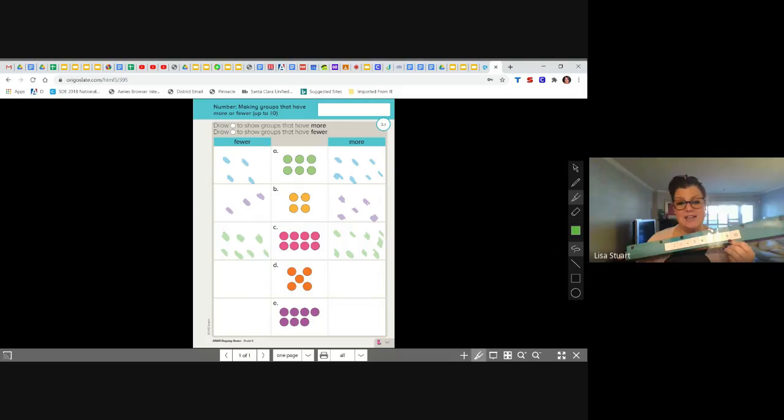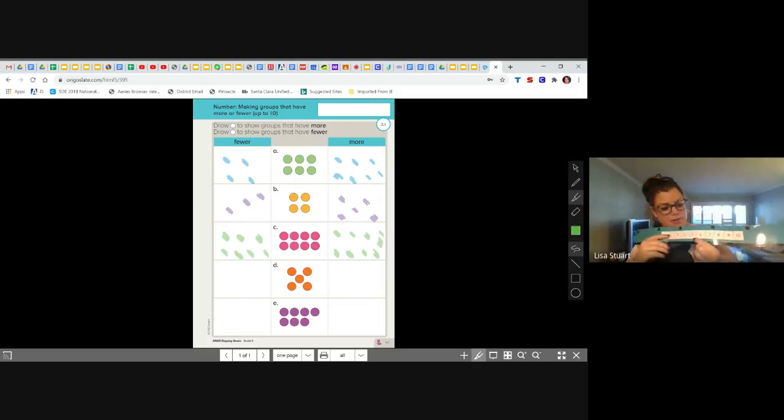For box D, I know just by looking that that's 5 dots. It's called subitizing when you just know by looking. But in math, there's one thing that we always do. We always check. So I'm going to count. 1, 2, 3, 4, 5. I was right.